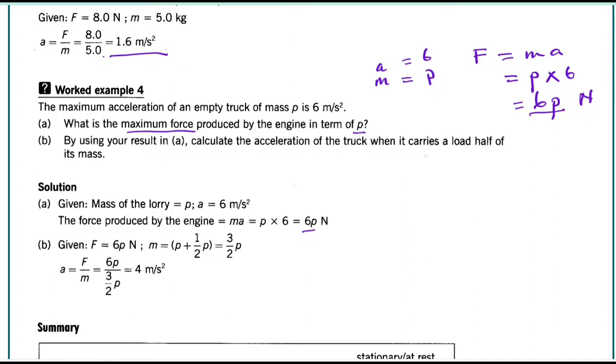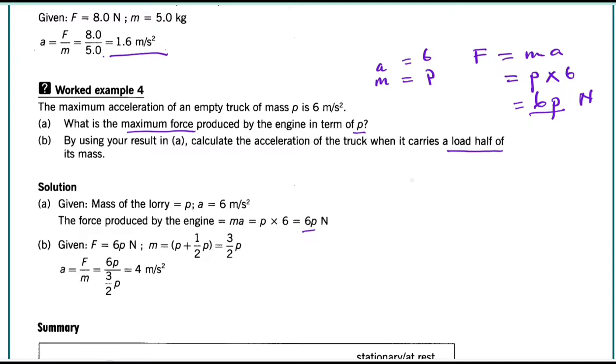Then, answer by using the result in A, calculate the acceleration of the track when it carries a load half of its mass. So this track is carrying a load, and the mass of the load is supposed to be half of the mass of the track. Are we together?